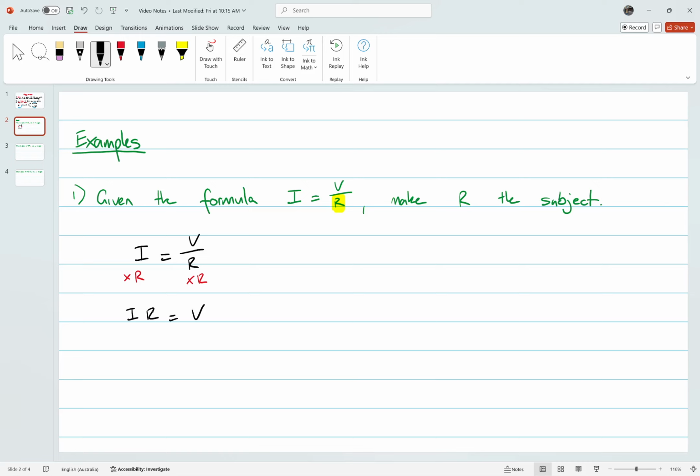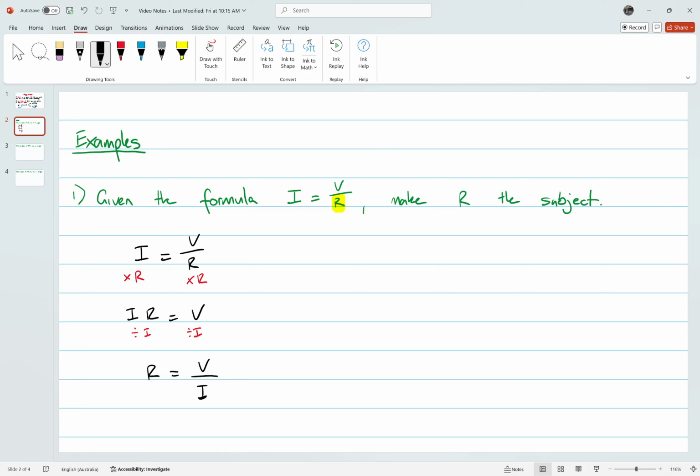But lastly, I want to get R by itself. This is saying IR means I times R. The opposite of timesing by I is dividing by I. So if I divide by I on both sides, I will now have R equals V divided by I, which we can write as R equals V over I. And there we go. We've rearranged the formula. So now that R is just by itself, we've made R the subject, and that's the end.